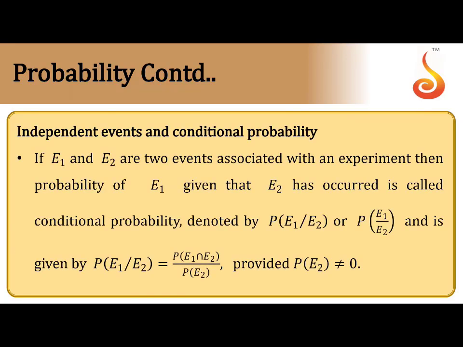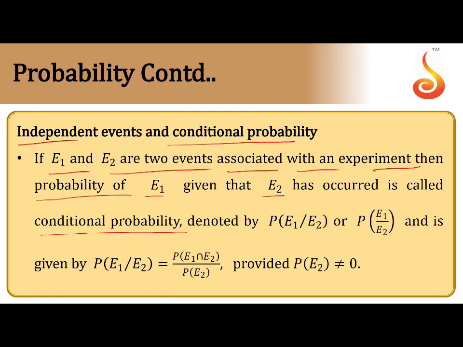Next, independent events, dependent events and conditional probability. This is important for us. If E1 and E2 are two events associated with a random experiment, then the probability of E1 given that E2 has occurred is called conditional probability. Here, given that E2 has occurred means E2 already occurred, so the happening of one event after the happening of another event is called conditional probability.